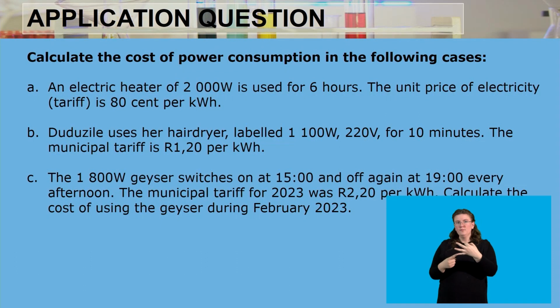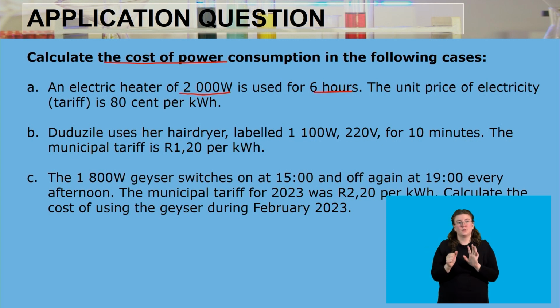Welcome back, learners. So now to jump into our application questions that are still based on the cost of electricity. As we can see, we have 3 questions, and on each of these questions, we are supposed to calculate the cost of power consumption in these cases. So case number 1, we are told that there's an electric heater that is rated at 2000 watts and it is used for 6 hours.